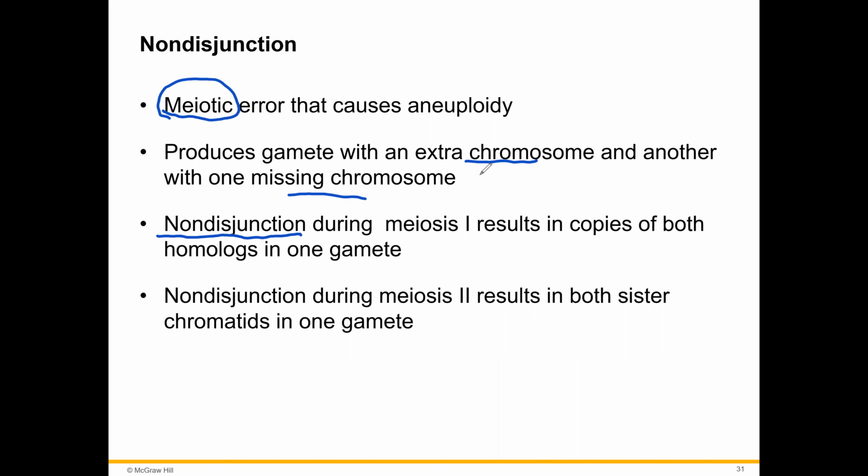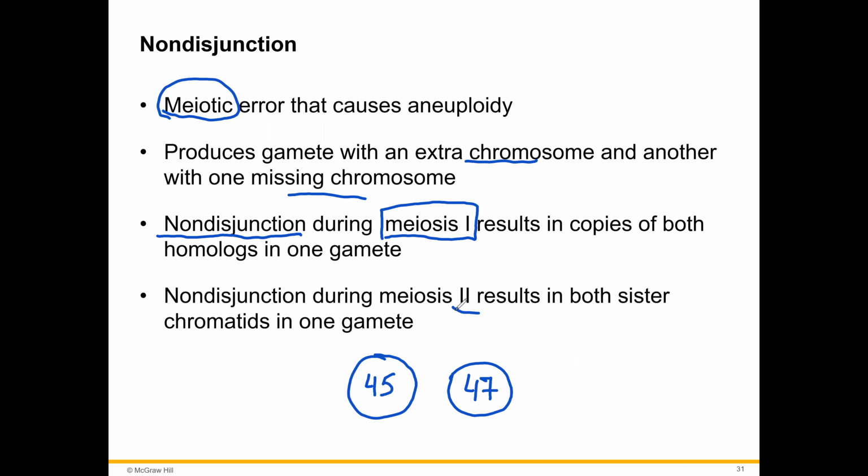So when we produce one egg, for example, we produce one egg with 45 chromosomes and another with 47 chromosomes, right? This is called nondisjunction. Now, nondisjunction during meiosis can happen in the first part of meiosis. It's called meiosis 1, or the second part called meiosis 2.